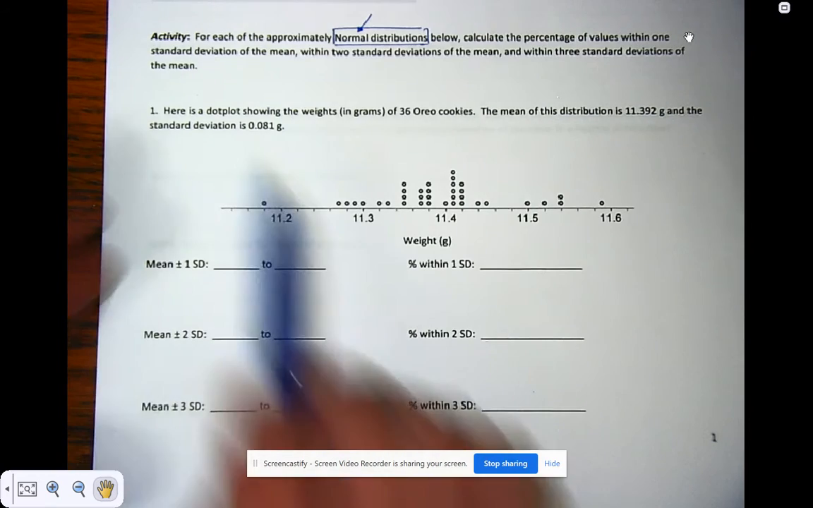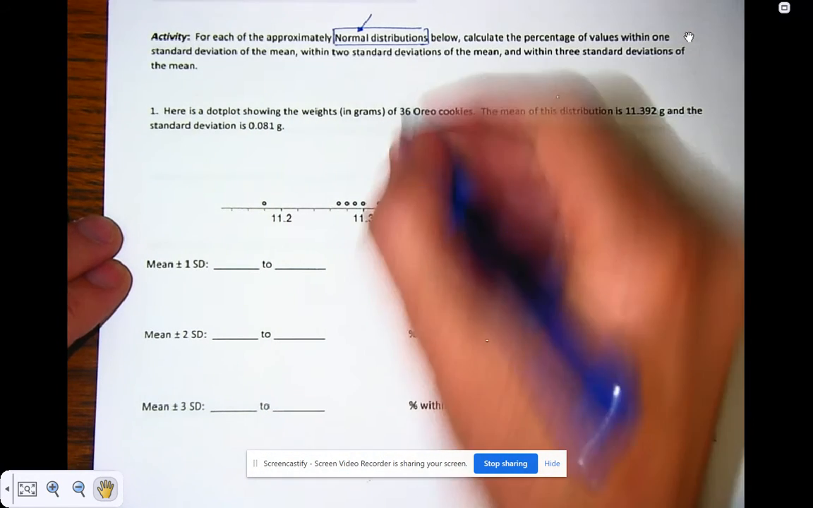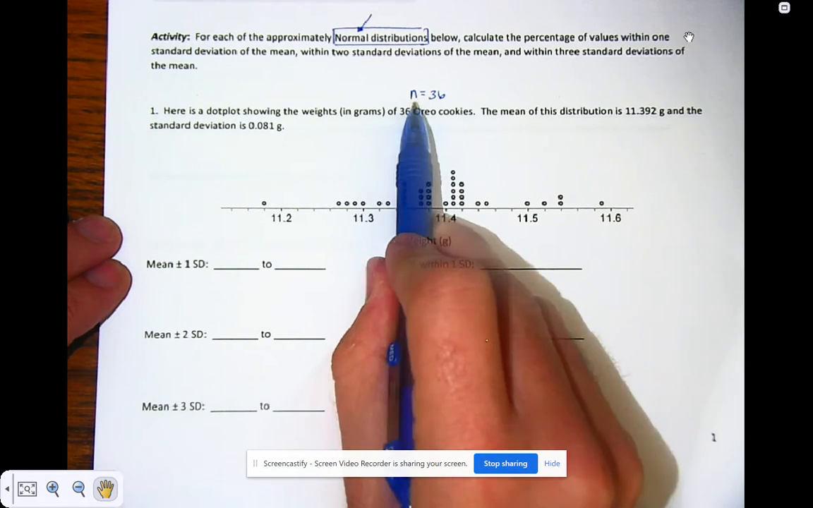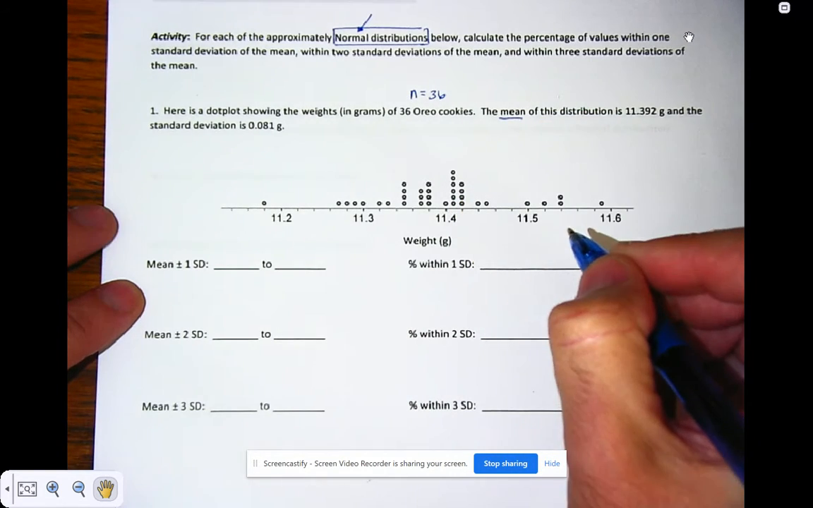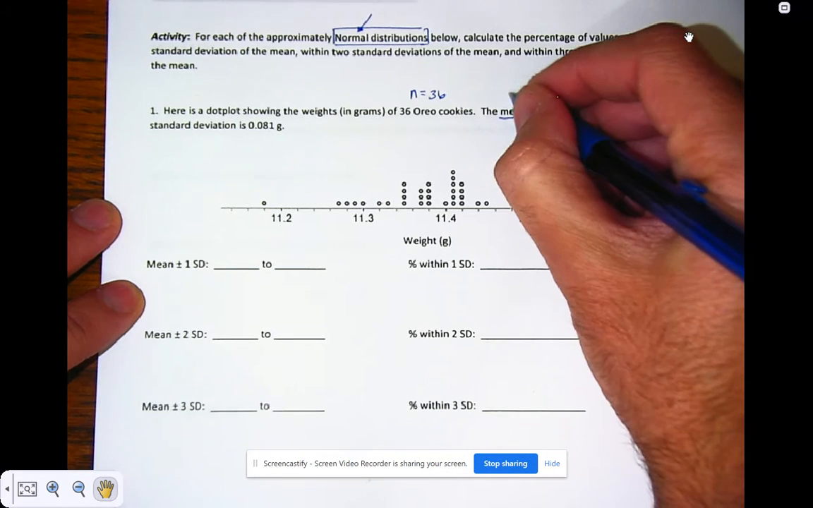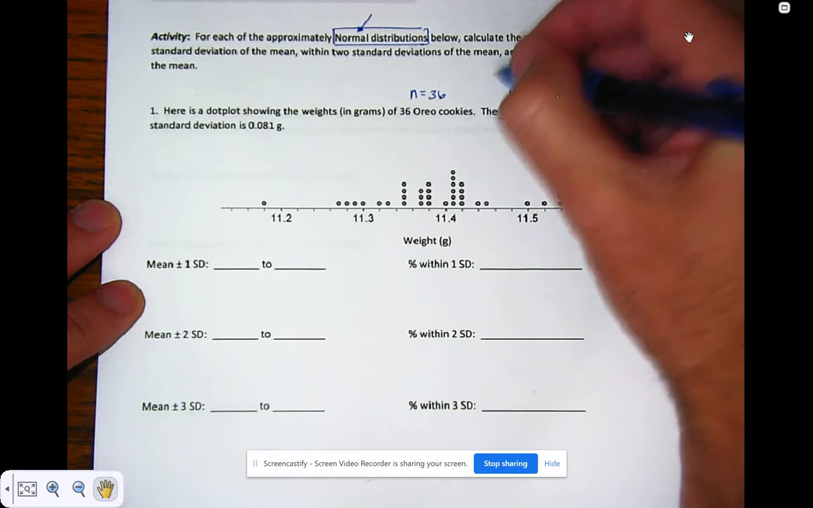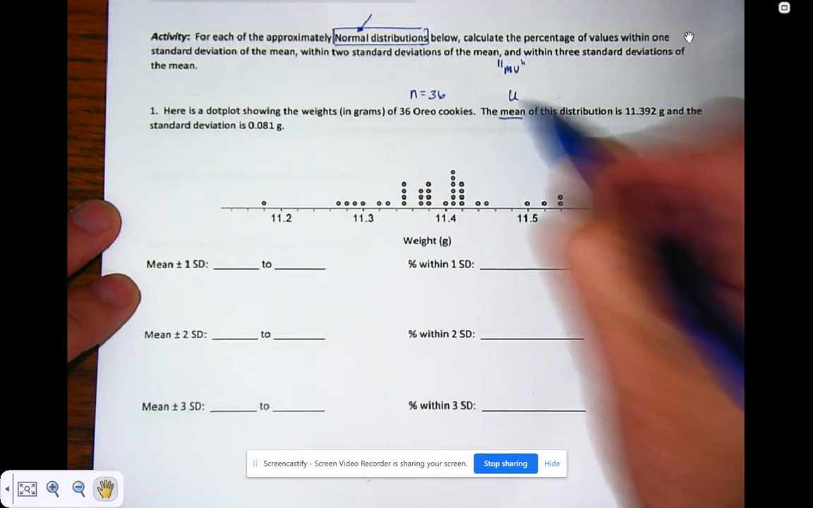All right. So here's a dot plot. It shows the weight of 36 Oreo cookies. Some basic stuff here: we would say n equals 36. N stands for the number of observations. The mean for the rest of this chapter, I know we've used x bar in the past, that's for a sample. We're going to use a population mean, which is like a lowercase u with a tail. It's pronounced mu, M-U. That's the symbol for mean.